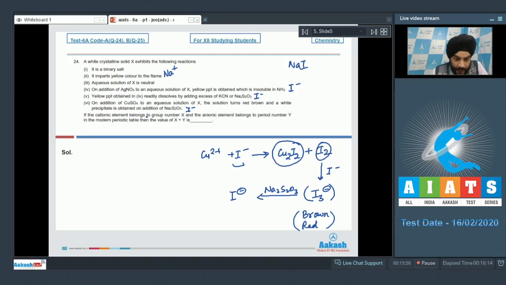So if the cationic element belongs to group number X and the anionic element belongs to period number Y in the modern periodic table, then the value of X plus Y is. So students, if we talk about the cationic element, it belongs to group number X. Sodium belongs to the alkali metals. So the group number X will be equal to 1. And if we talk about the value of Y, which is the period number of the anionic element, iodine belongs to the 5th period. So the value of Y is equal to 5. And if we talk about the sum, it comes out to be 6. So students, the value which we have to report for this question is equal to 6.